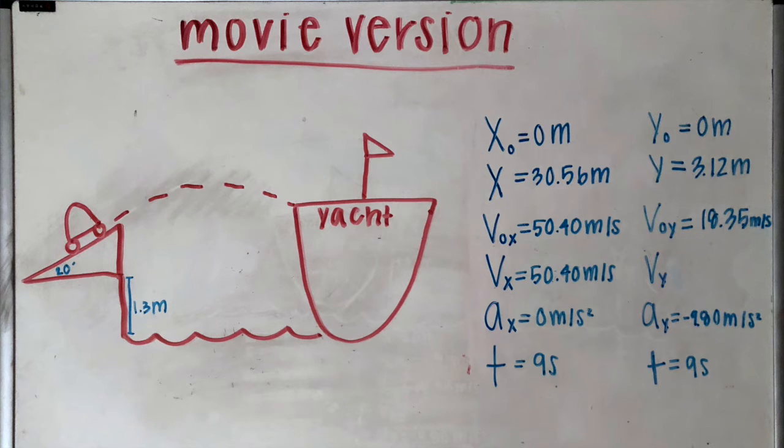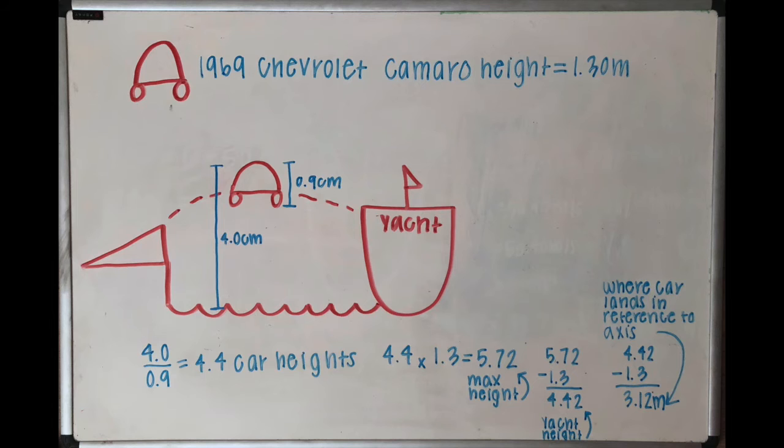To figure out how far the car traveled in the y direction, we measured the car's height and maximum height reached according to the computer screen and got 0.9 centimeters and 4.0 centimeters. 4 was then divided by 0.9 to figure out how many cars it takes to equal the maximum height. 4.4 cars were required. This was multiplied by 1.3 meters, which is the Camaro's actual height, to get 5.72 meters.